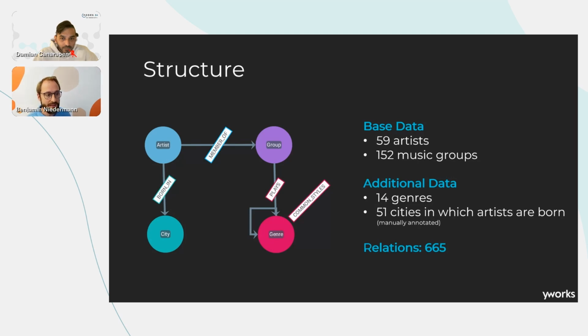We have here this artist node, and the artist can be a member of a music group, and the music group releases in some certain genres, and the genres also have some common styles. And then the artists are also born in some cities. The last information is annotated manually. So this is the structure of the database, which I would like to visualize.